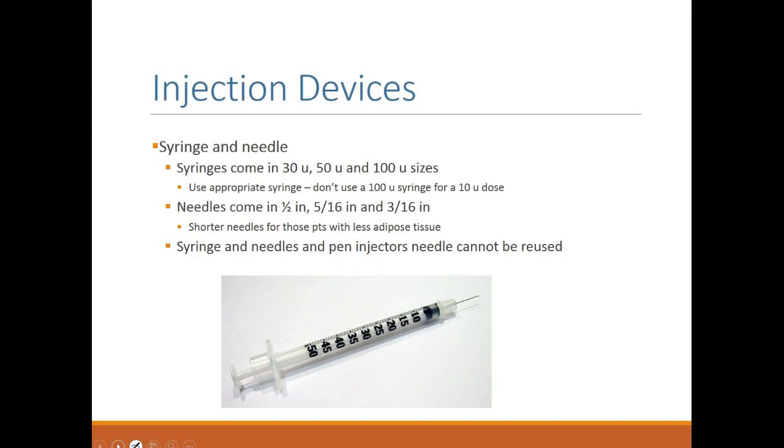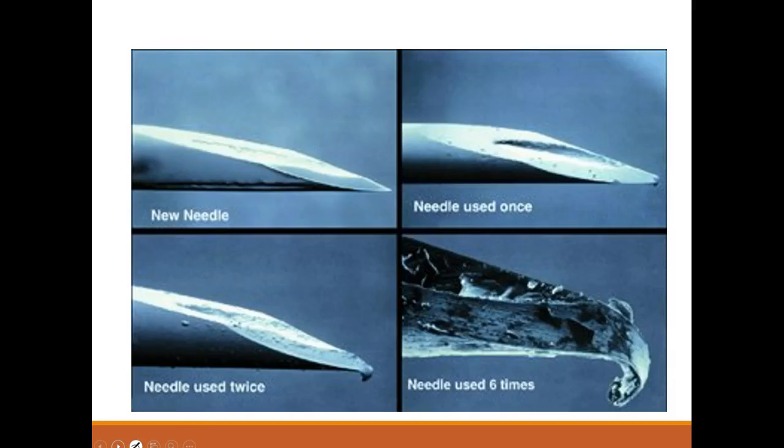The syringe and needles: syringes usually come in 30, 50, and 100 unit sizes. Needles can be from a half inch to 3/16 of an inch. Obviously, you use a shorter needle for those who have less tissue. Depending on the patient, use a 45 or 90-degree angle. Sometimes they pinch, sometimes you don't need to pinch, but that is part of your assessment that you'll do with your patient based on their sub-Q tissue that's available.